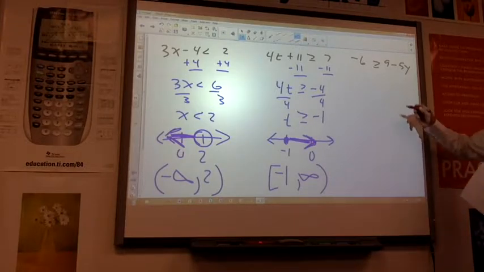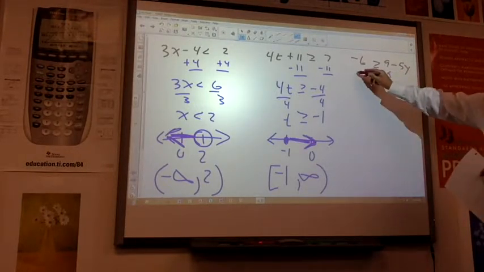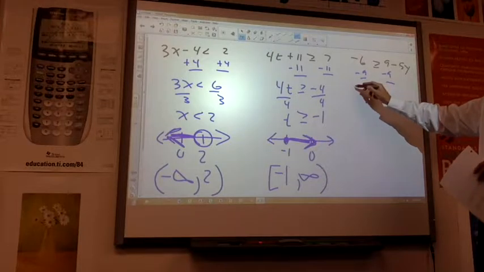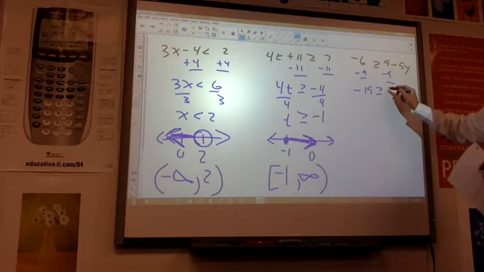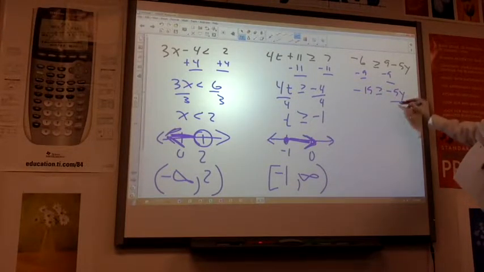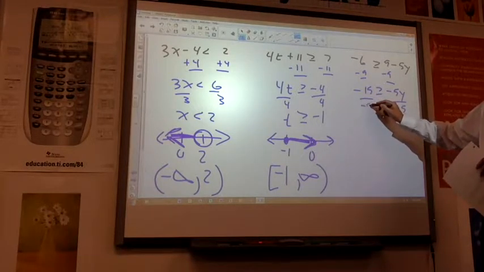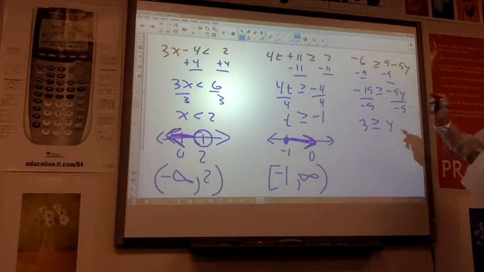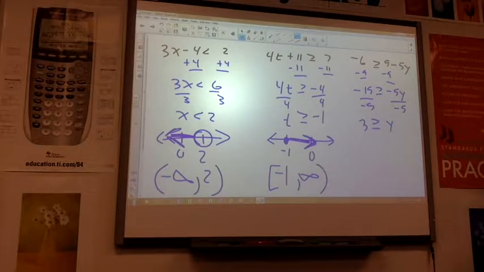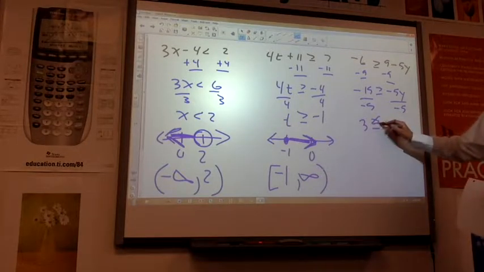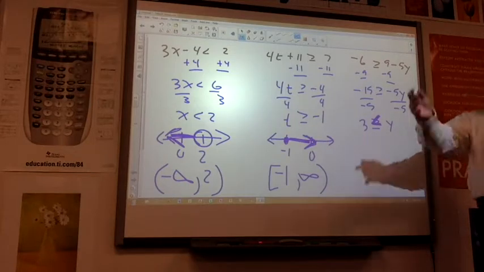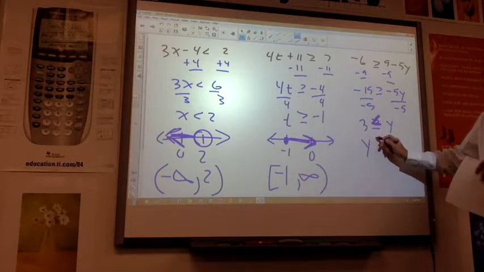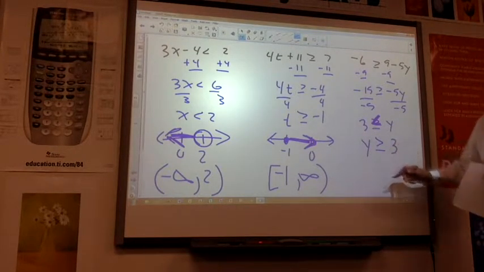There you go. All right, this one, let's see, subtract 9. So that's going to be negative 15 is greater than or equal to negative 5y. Divide each side by negative 5. What happens? The sign flips, so this becomes this. Now, eyes up here. What do I want to do with this whole thing? Flip it. Oh, I didn't switch this sign right here. Wait, because I'm going to flip the whole thing over, the sign turns into that.